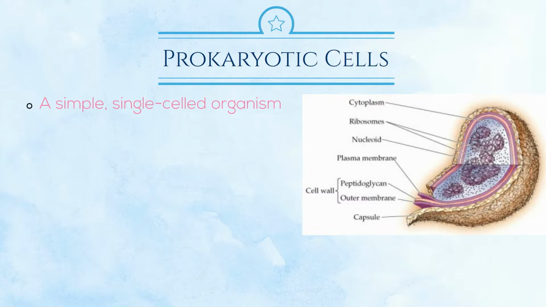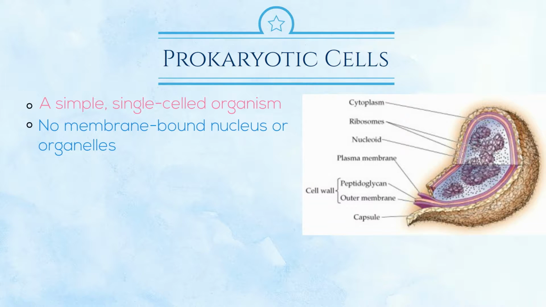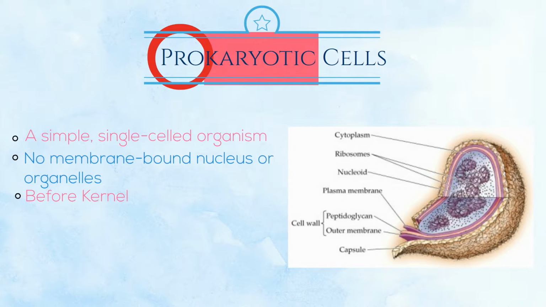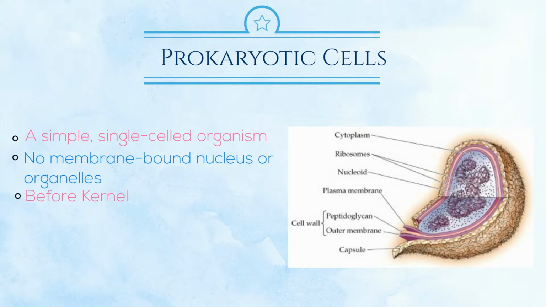Prokaryotic cells are very simple single-celled organisms. They do not have a membrane-bound nucleus or any other membrane-bound organelle. In fact, the name comes from the Greek pro, which means before, and karyon, which means kernel. The kernel is the membrane-bound nucleus, so we can already assume that these cells came before the cells with a nucleus.